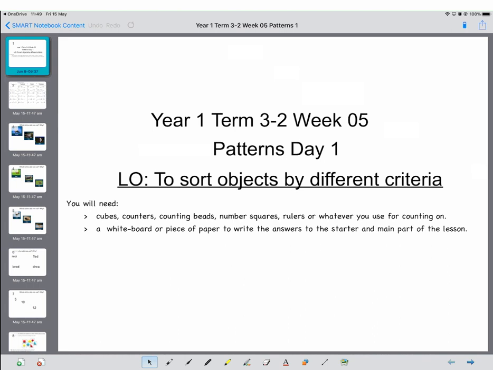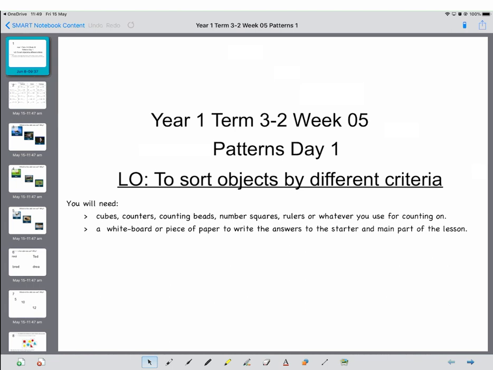So, today we're going to be looking at patterns, and you're going to be sorting and identifying different things and deciding by what you are separating them. So, we're going to be playing odd one out, and then you're going to have a look at some shapes and decide which are the odd ones out and which meet particular criteria.